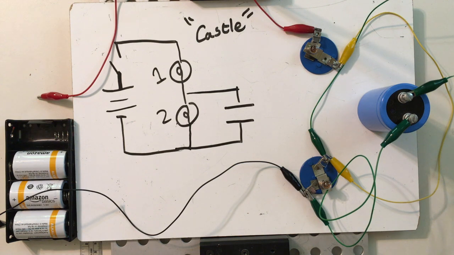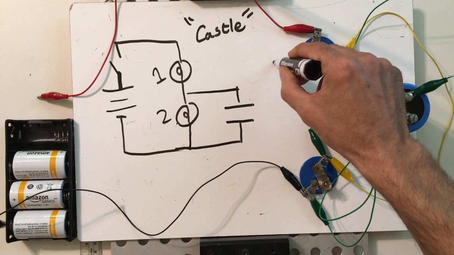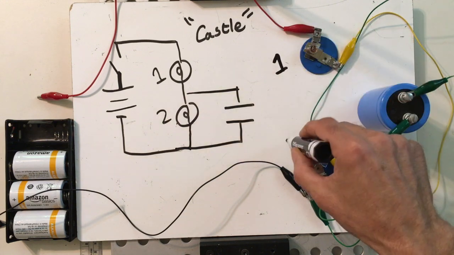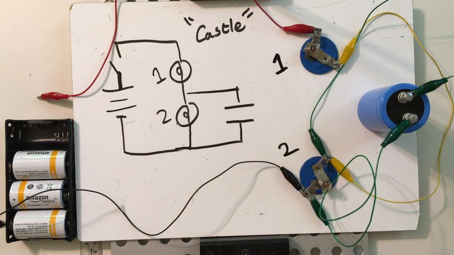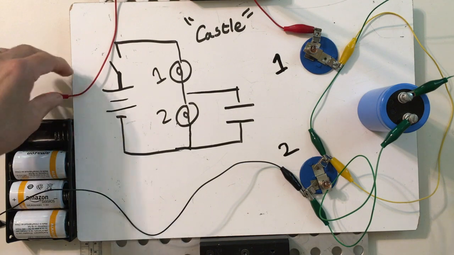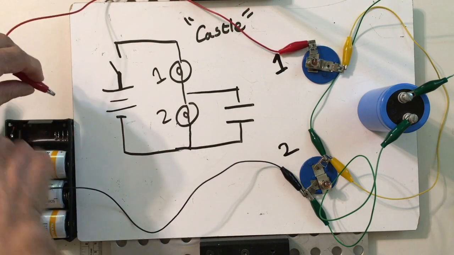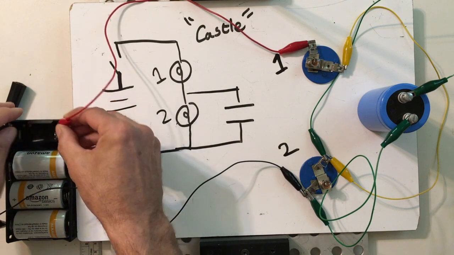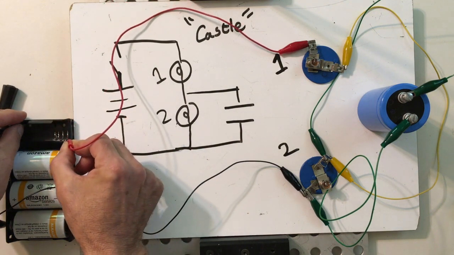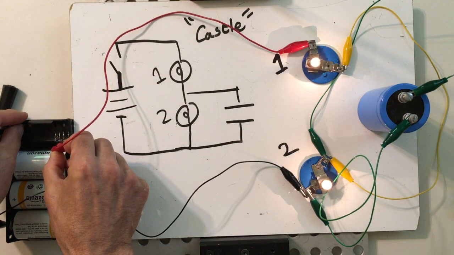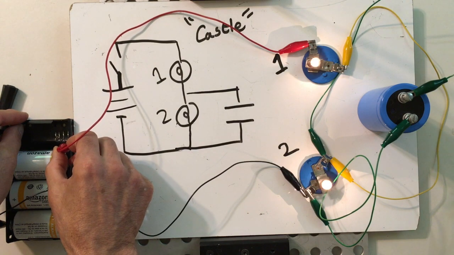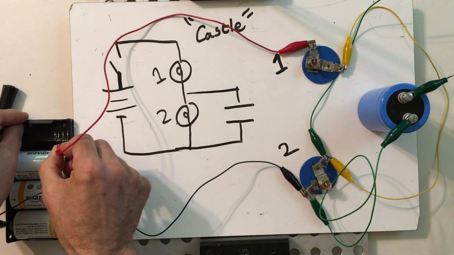Okay, have you made your prediction? I'm ready if you are. There's bulb 1, there's bulb 2. Watch carefully. Did you see that? Now I'll disconnect the circuit.